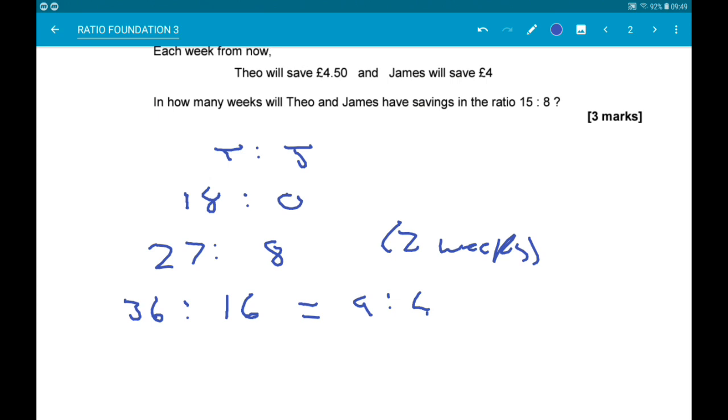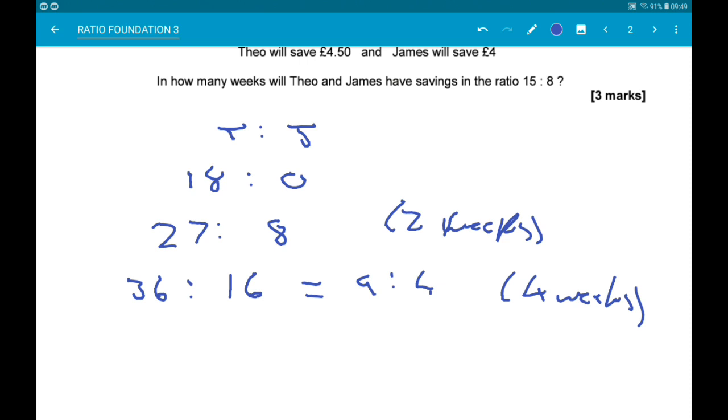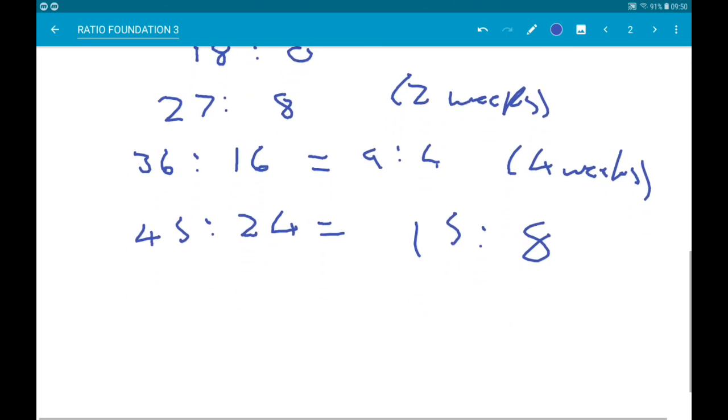That though isn't what we want, so that's after 4 weeks. Let's go another 2 weeks. So then we're going to have 45 to 24. Now that has a common factor of 3, and it cancels to 15 to 8. There it is. So that has taken 6 weeks.